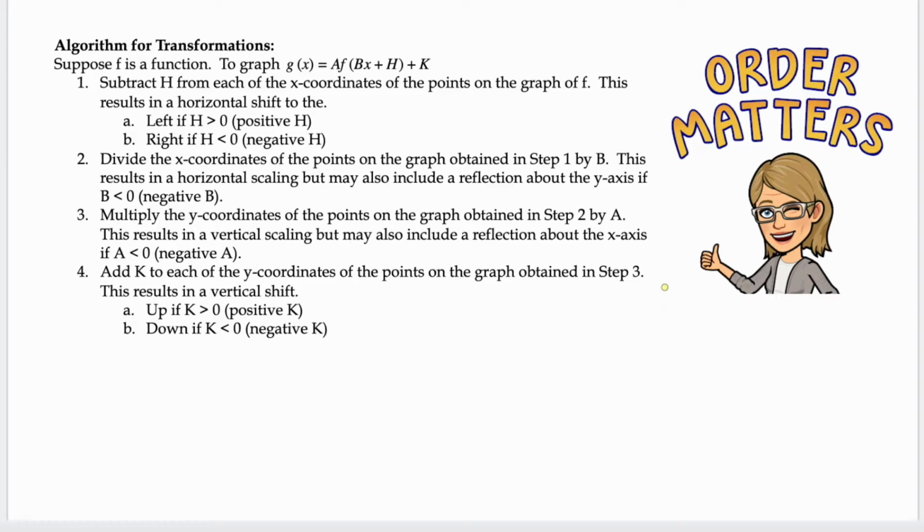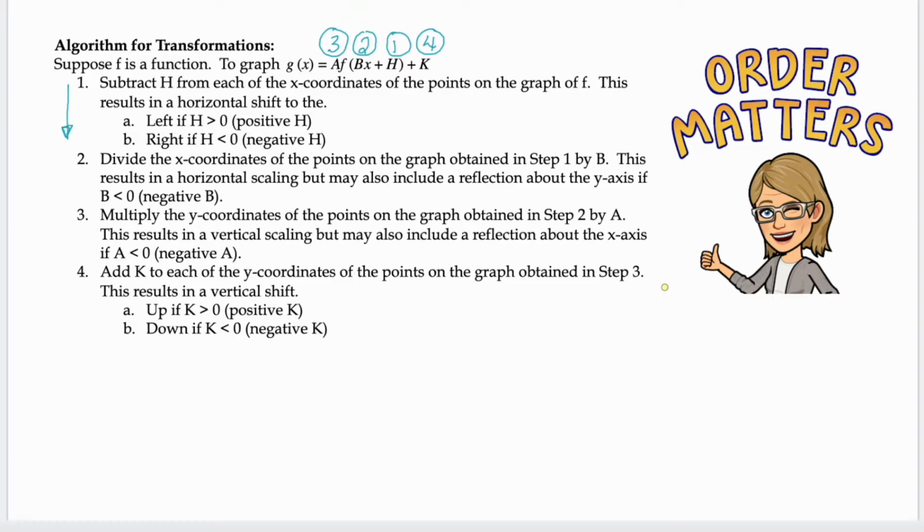There is a specific order we need to complete these. So we need to either shift our graph left or right first. Then we need to do the reflection and horizontal scaling next. So we need to work on B second. Then we need to do the vertical scaling as well as reflection across the x-axis third. And then the very last thing is almost the easiest part, is shifting up or down. So order matters. Follow these in this specific order, and then they follow the pattern here as well. So we have to follow the pattern.